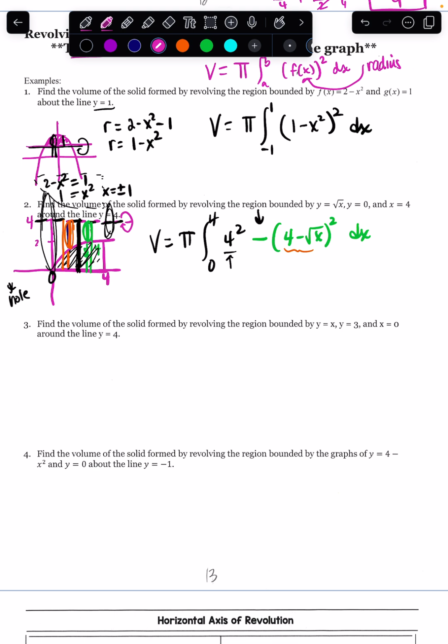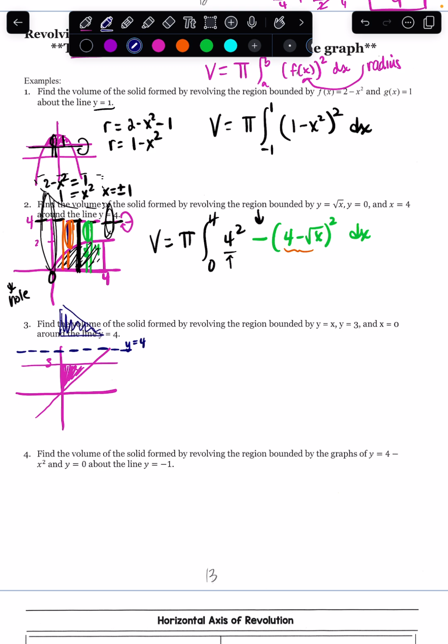Find the volume of the solid formed by revolving the region bounded by y equals x, y equals 3, and x equals 0, which is our y-axis. So this region right here, we're revolving around the line y equals 4. Okay, so again on this one, I'm not giving myself enough room to rotate these.